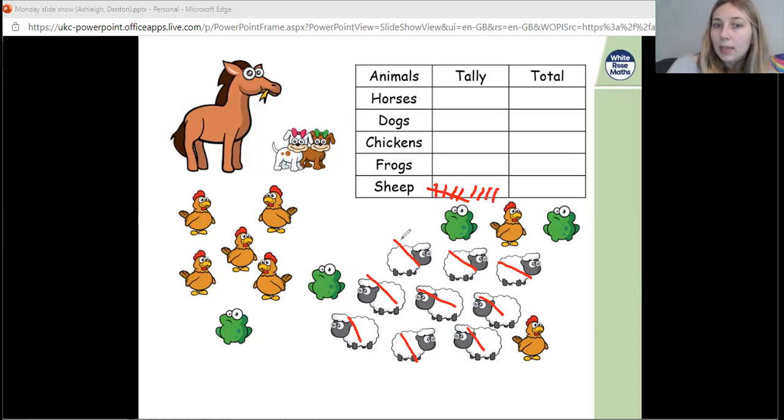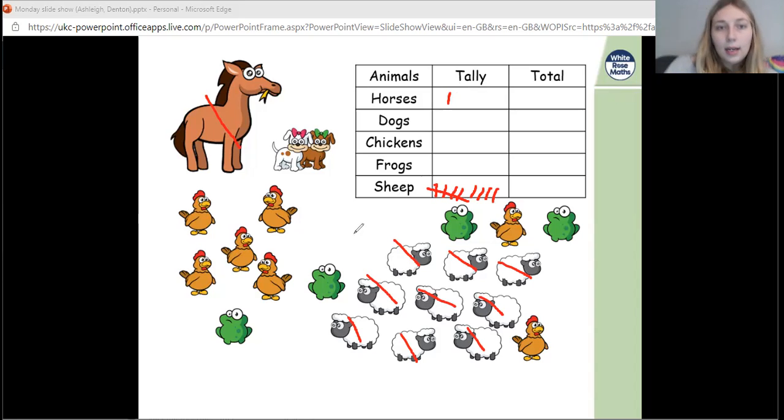So we've already done the sheep together. Now let's have a go at the horses. So I've got one here. Are there any more? No. So I'm going to put one tally mark next to my horse. Okay, let's have a look at the dogs next.